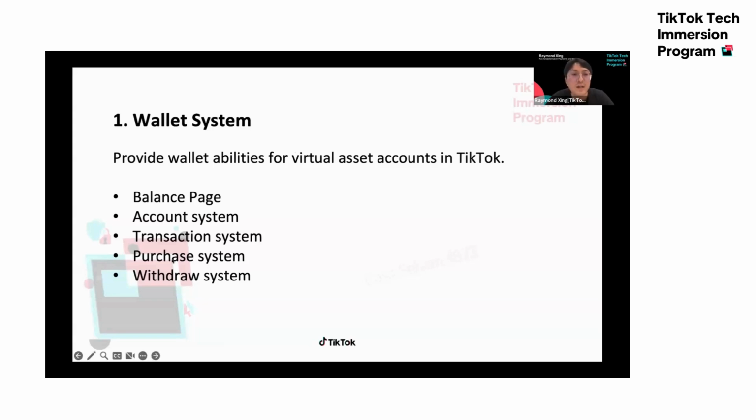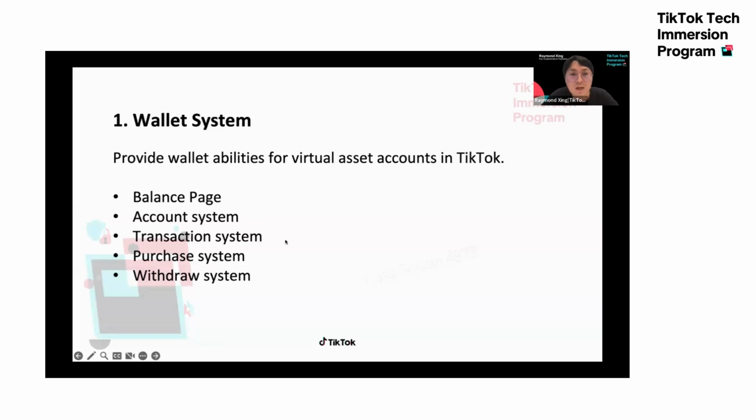For the transaction system, in the transaction world, say I want to transfer some money from my side to your side. That means we need to have some system to provide this ability to ensure the transfer can work. So this is the transaction system. The next part is the purchase system.